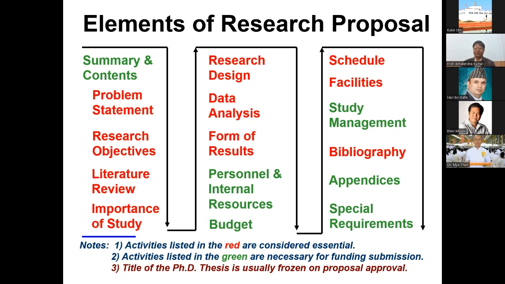And the title of the PhD thesis is usually frozen on proposal approval. If the research proposal is accepted by the board of research or DRC, the Departmental Research Committee, then the title will be finalized with the suggestions of the supervisor as well as members of the committee. So these are the elements of the research proposal.